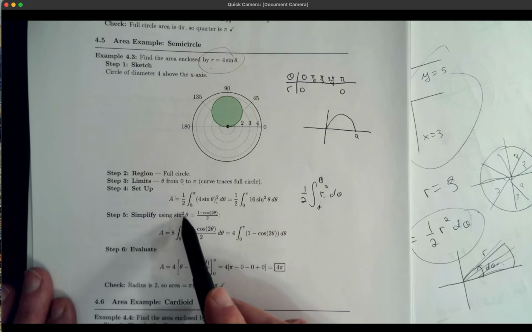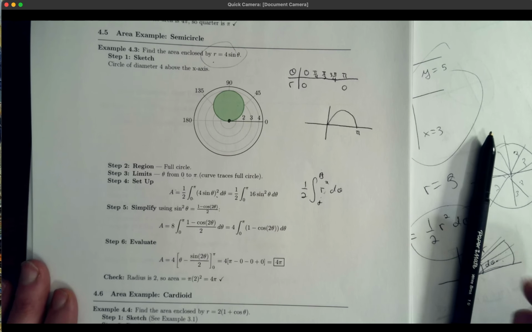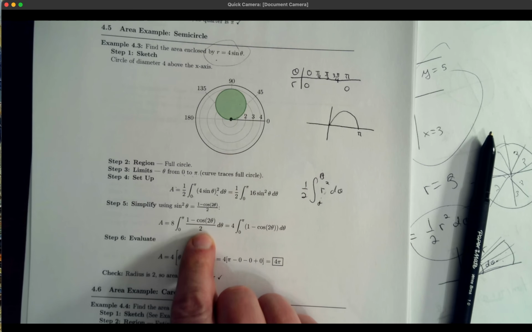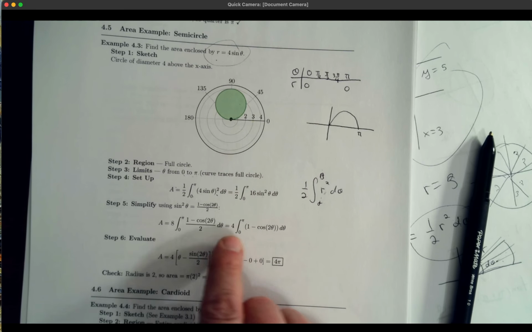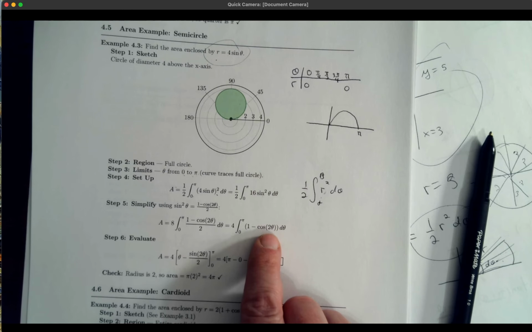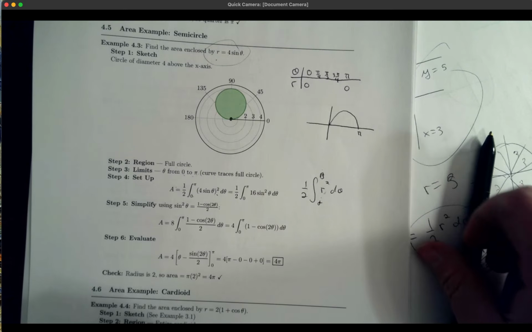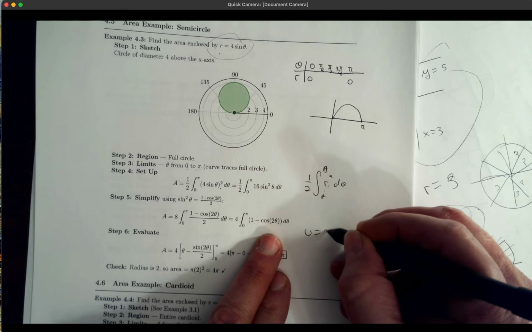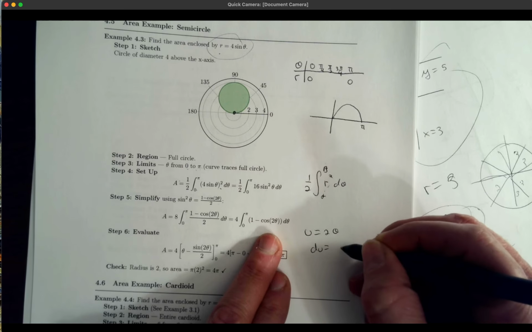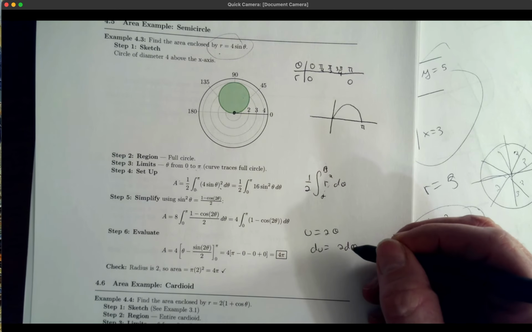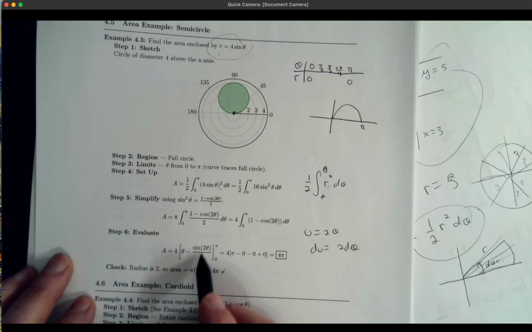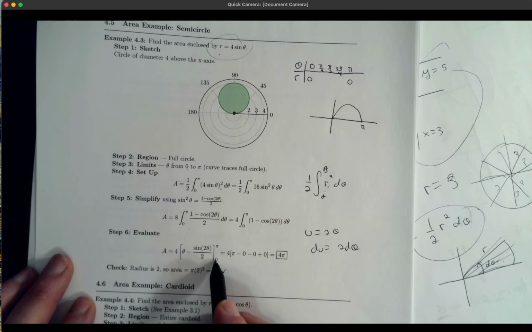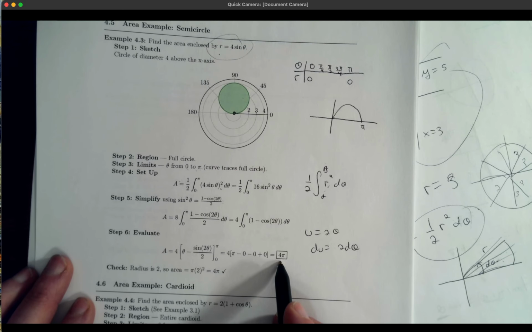Use the half angle identity to get rid of the square. 8 over 2 is 4. Do a simple u substitution here. Remember, a 2 will come out under the bottom. U is 2 theta, du is 2 d theta. Just a quick tiny review. And doing the integral, plugging in theta equals pi, plugging in 0, subtracting, the answer is 4 pi.